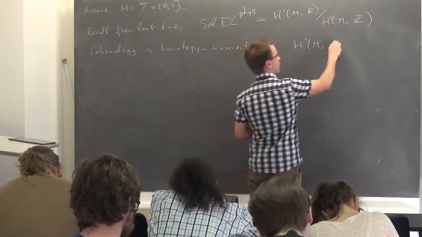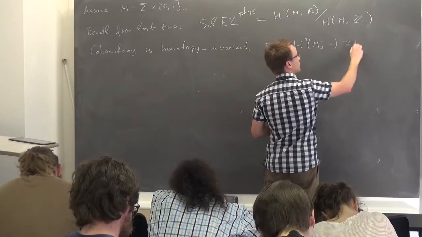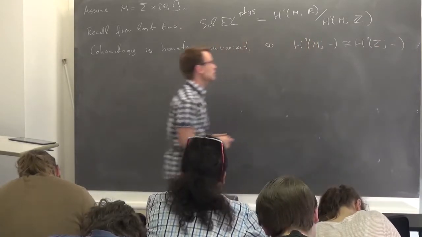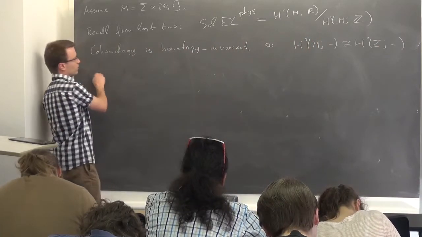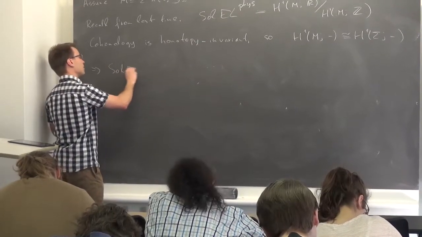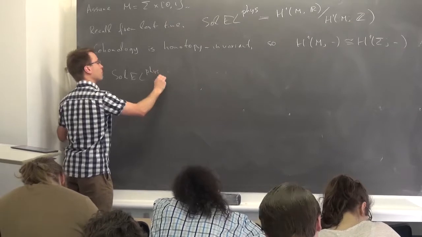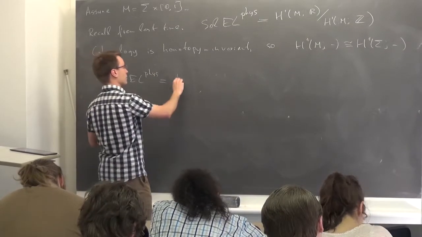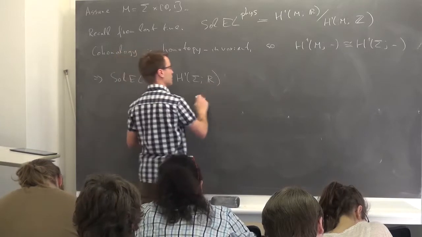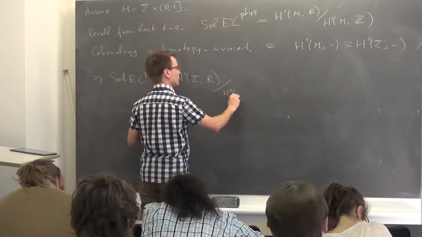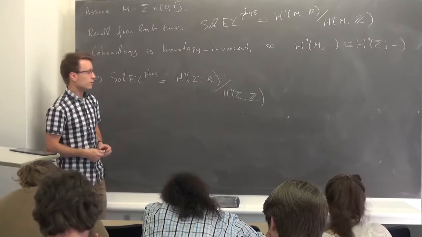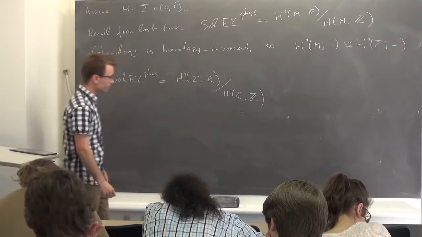So cohomology of M with any coefficients is equivalent to cohomology of sigma with the same coefficients. So you see that the space of classical solutions, in this case, it's just the first cohomology of sigma with the real coefficients mod first cohomology of sigma with integral coefficients.